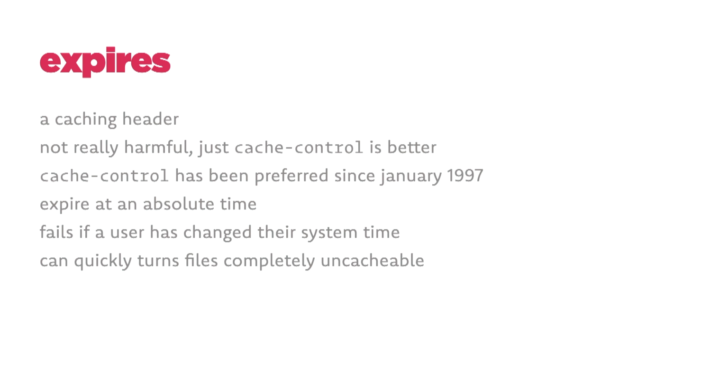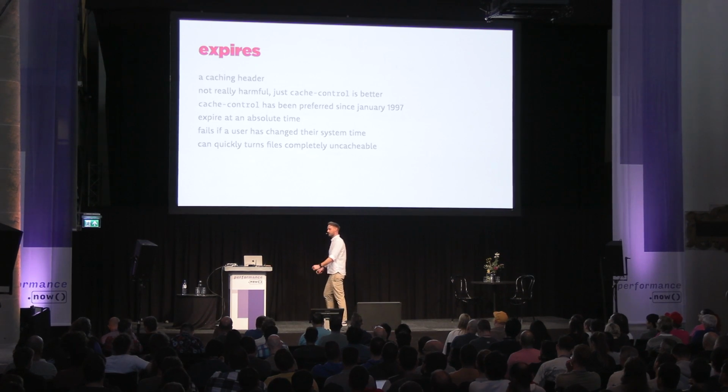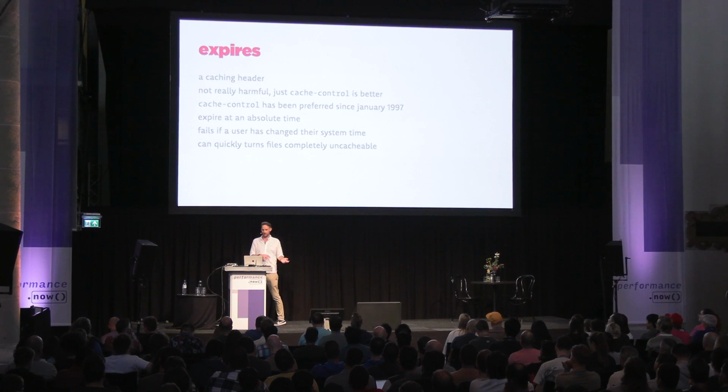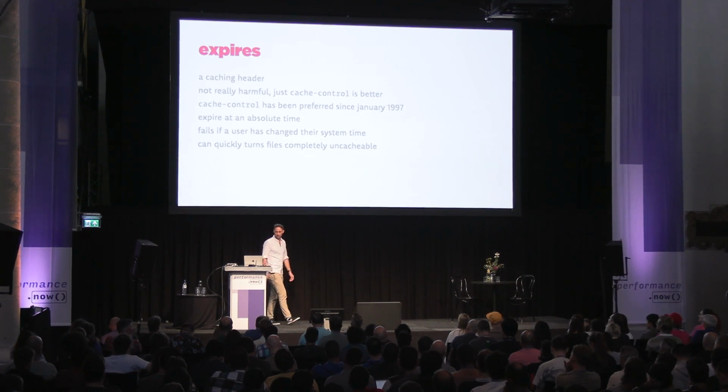So the Expires header, we can replace that now. It is a caching header. It's not harmful, but Cache-Control is better. Cache-Control has been the preferred method of specifying cache rules since 1997, right? A long, long time. Expires is also susceptible to clock date mismatches. It doesn't really happen anymore, but if you're like me when you were a teenager and you kept putting your system time back 30 days to keep using Photoshop, keep that free trial going, that would break your caching, right? If you keep changing your system time, it can affect caching with the Expires header.